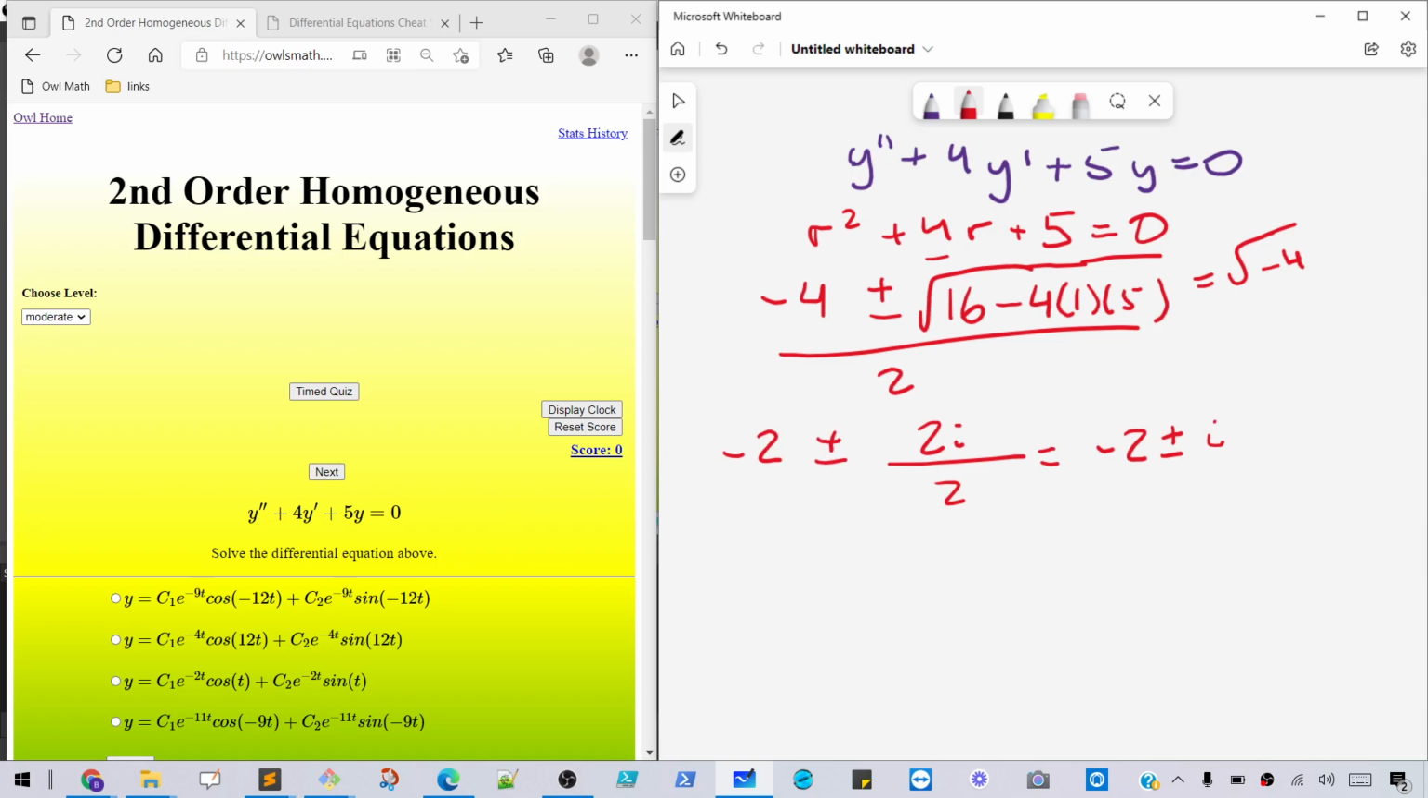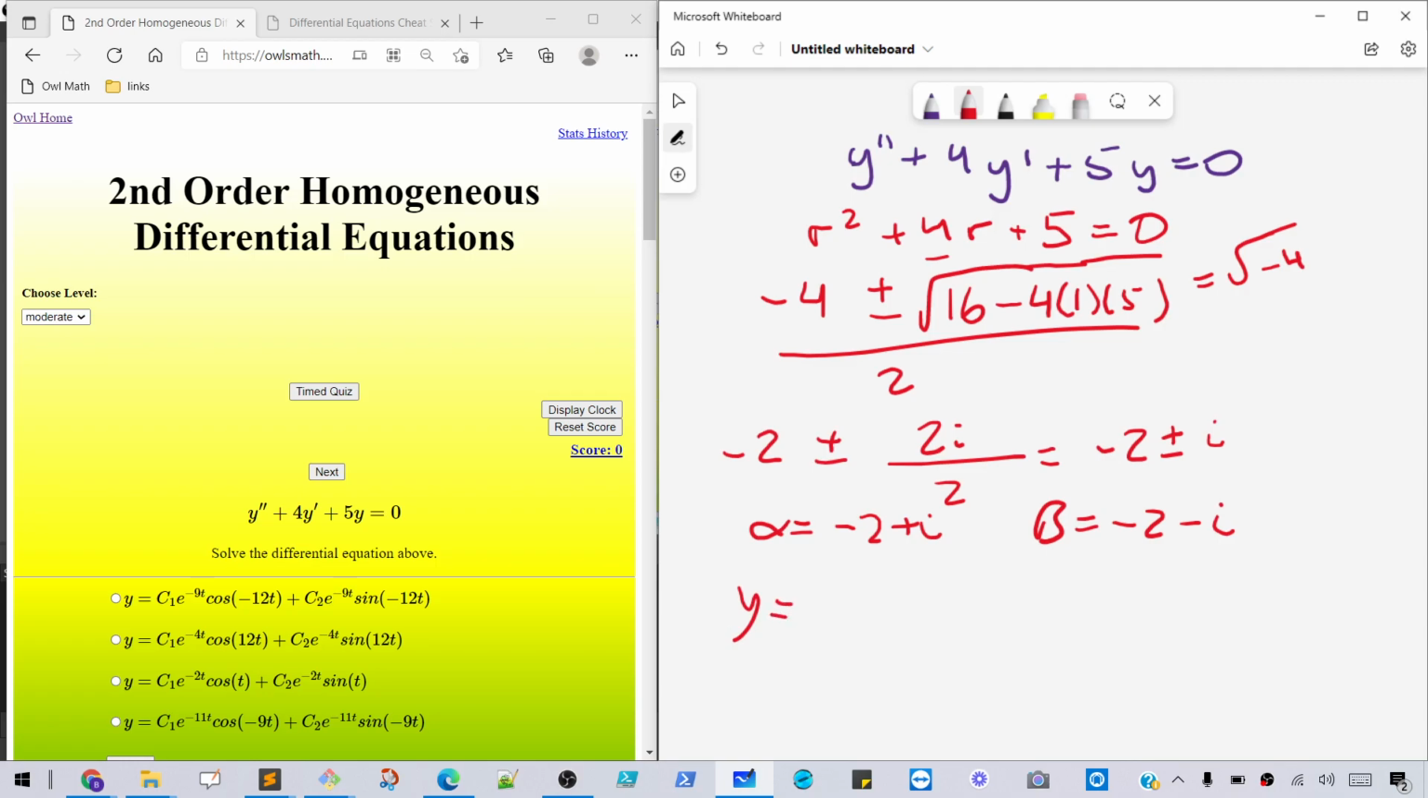And now it's the interesting part. So let's write this as two separate roots. We'll have our first root, alpha, is going to be minus 2 plus i. And then our second root, beta, is minus 2 minus i. And knowing from the previous videos how we want to express this answer, let's just write it out that way.